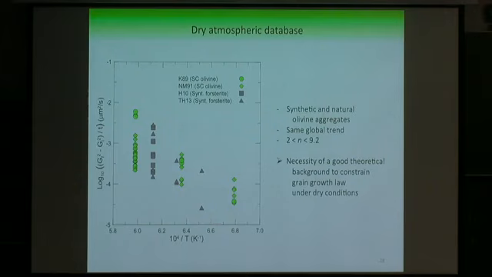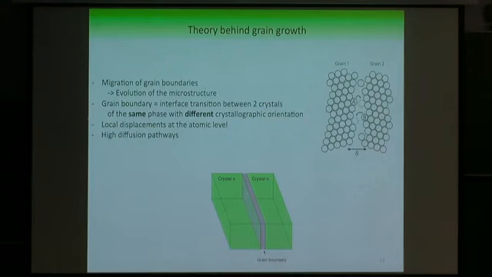Now, by looking at all these data, I found that there was a systematic problem on the grain size exponent, which will have a significant impact on the other terms of the Arrhenius law. So we need a good theoretical background to constrain the grain growth law under dry conditions. So that's what I'm going to present to you now, the theory behind grain growth.